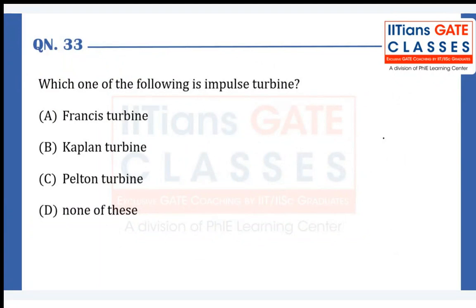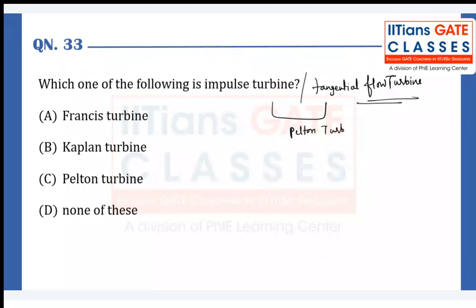Moving on to this question again. In the last class, I clearly gave which are the inward flow reaction turbines, which are the axial flow turbines, which are the impulse turbines, which we also call tangential flow turbines. And the one and only one is the Pelton turbine. C will be correct.